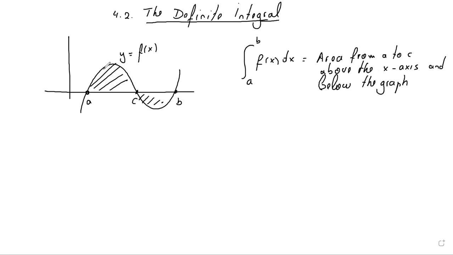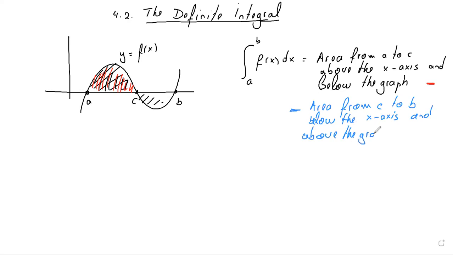That will be the first part. This part here that I'm going to color with red, and then minus. Remember that minus: underneath, minus again the area from C to B below the x-axis and above the graph of f of x.